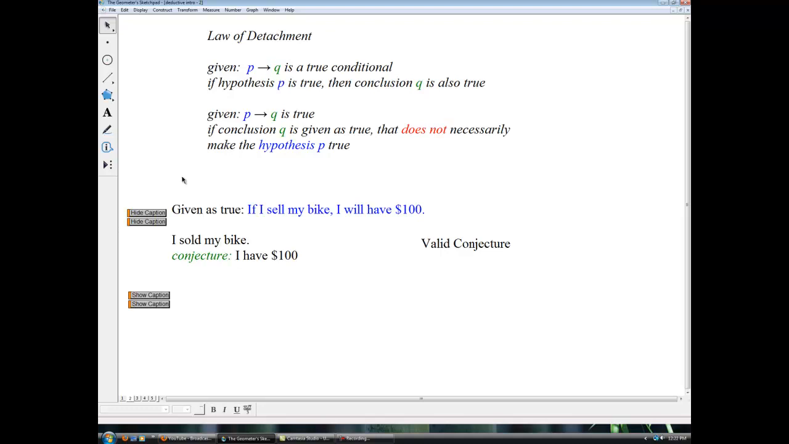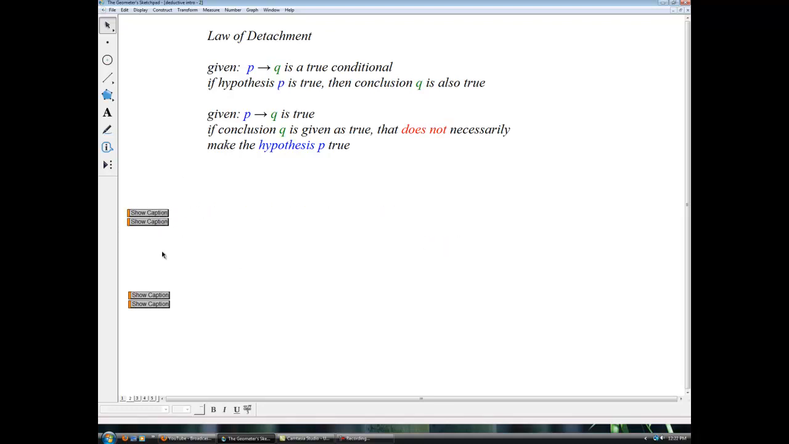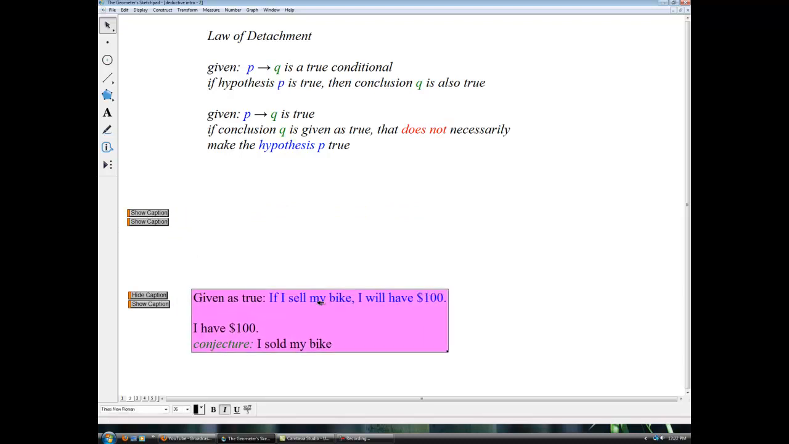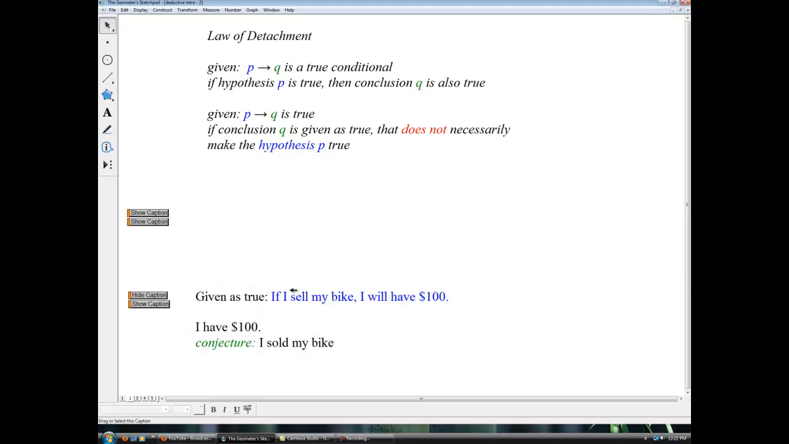Now it might start to make more sense, this law, if we looked at another example which ends up being invalid by the law of detachment. So let's look again at the same given conditional. If I sell my bike, I will have $100. Now, if the next statement that we're told is true is that we have $100, we might be tempted to make the conjecture that I've sold my bike. But this would be an invalid conjecture because we could have received the $100 some other way.